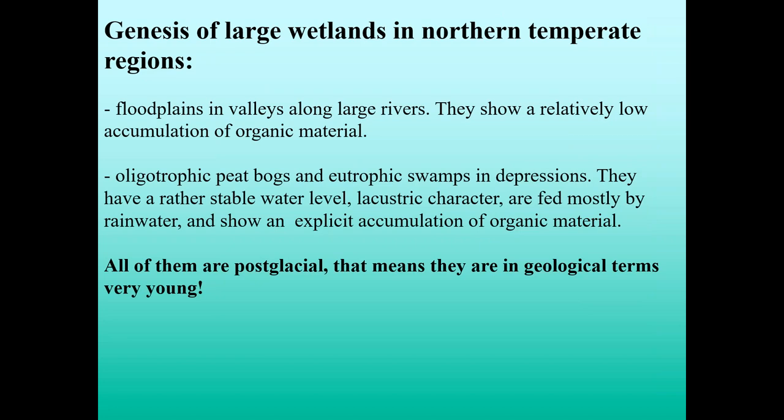When we discuss the genesis of wetlands, we can see a profound difference between large wetlands in northern temperate regions and in the tropics and subtropics. In northern temperate regions, floodplains occur in valleys along large rivers, and they show a relatively low accumulation of organic material. A second type is oligotrophic peat bogs and eutrophic swamps in depressions. They have a rather stable water level, lacustrine character, are fed mostly by rainwater, and show an explicit accumulation of organic material. All of them are post-glacial, that means they are, in geological terms, very young.